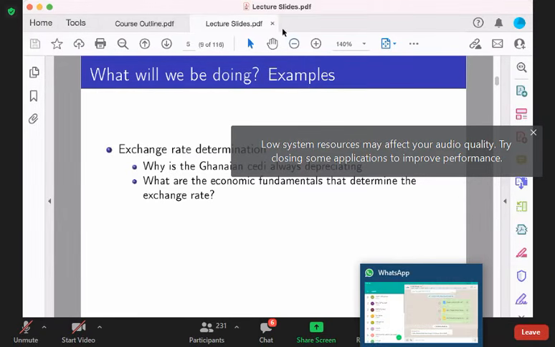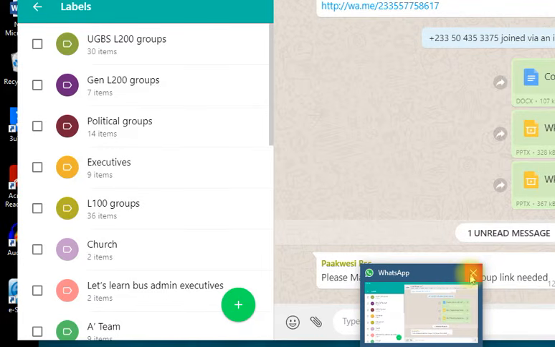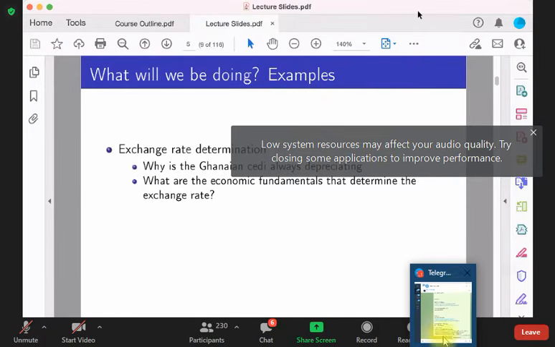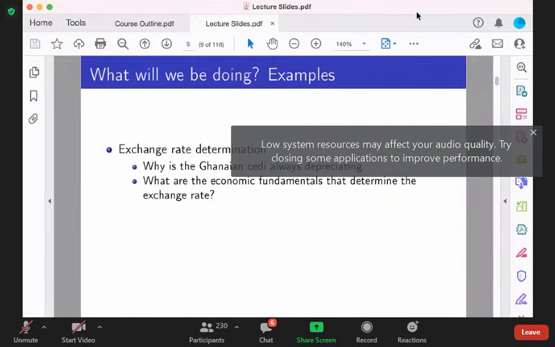So I'm trying to keep the house in order. Let me see if I can. I'm just trying to save bandwidth so that those who are trying to share video will not be able to do that anymore. All right, now let's move on.